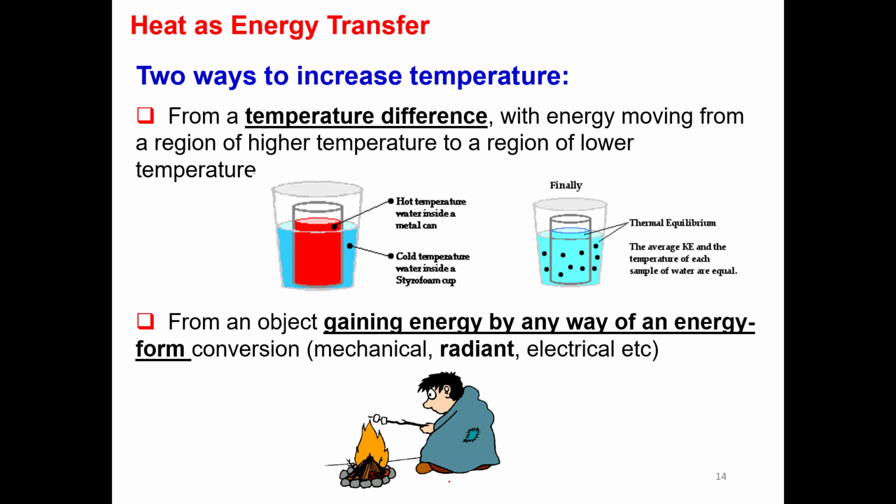The next thing we want to discuss is heat as energy transfer. The first thing is we need to remember that heat is one kind of energy. Then, how can heat be transferred? One way is if there is a difference in temperature. If we have a temperature difference, the heat always moves from the high temperature region to the low temperature region.